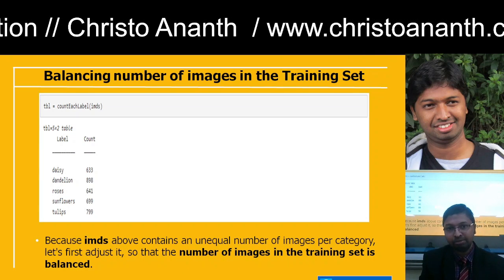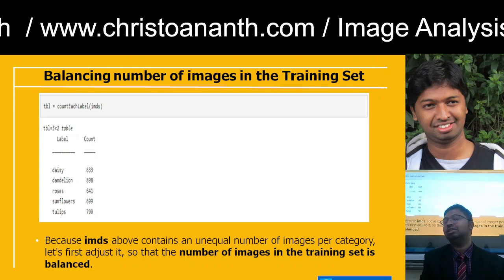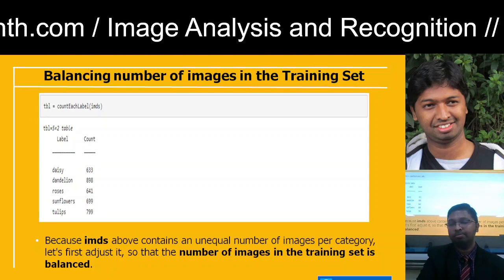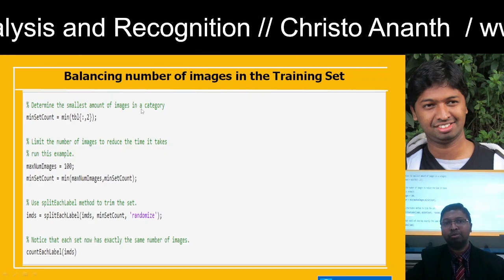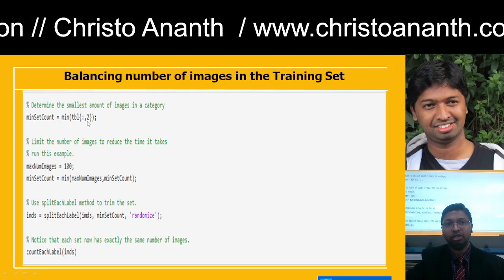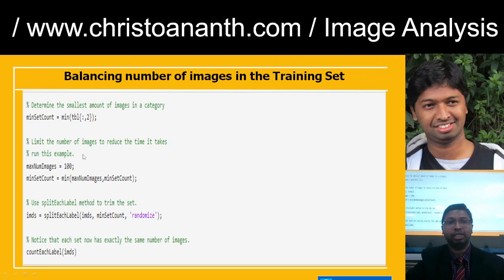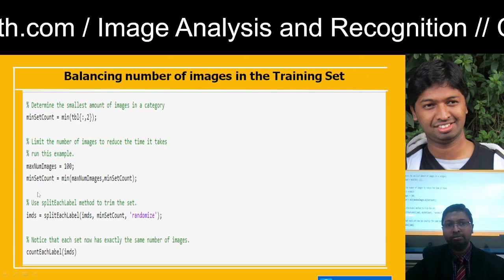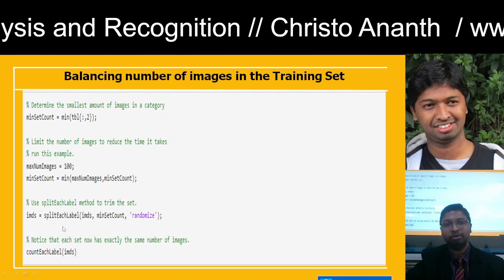So the IMDS will have an unequal number of images, and we can adjust it. We make sure that the training data set is actually balanced. You can determine the smallest number of images, like minimum set count equal to minimum TB1 2. And you are going to limit the number of images to reduce the time it takes. So maximum number of images equal to 100. Minimum set count is equal to minimum of maximum number of images comma minimum set count.